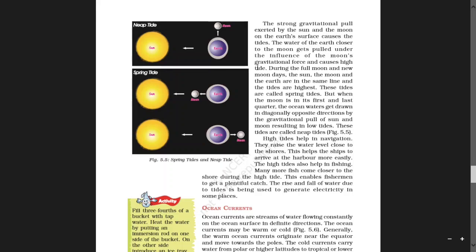During the full moon and new moon days, the sun, the moon, and the earth are in the same line and the tides are highest at that time. These tides are called spring tides. Here is another kind of tide we find. High tide, low tide, spring tides. Mark this one also: what is a spring tide?